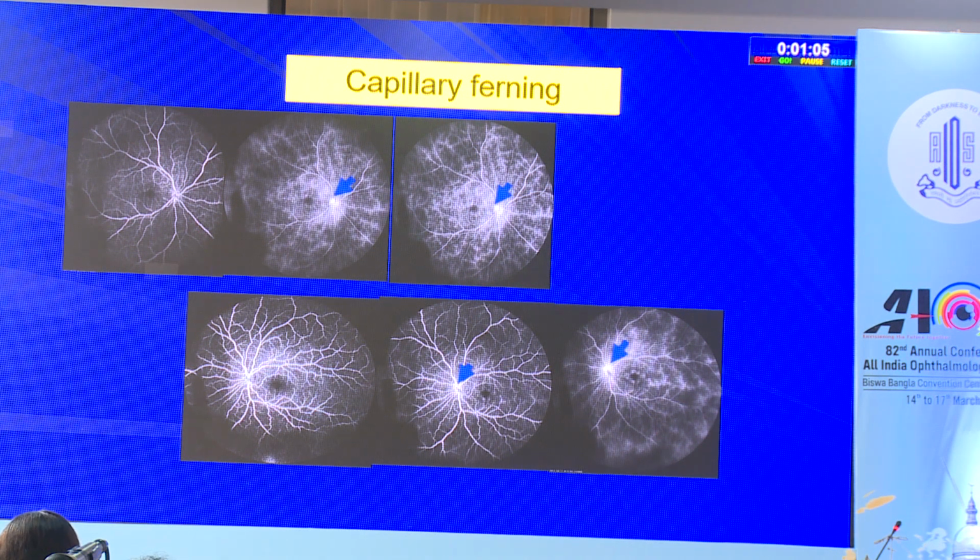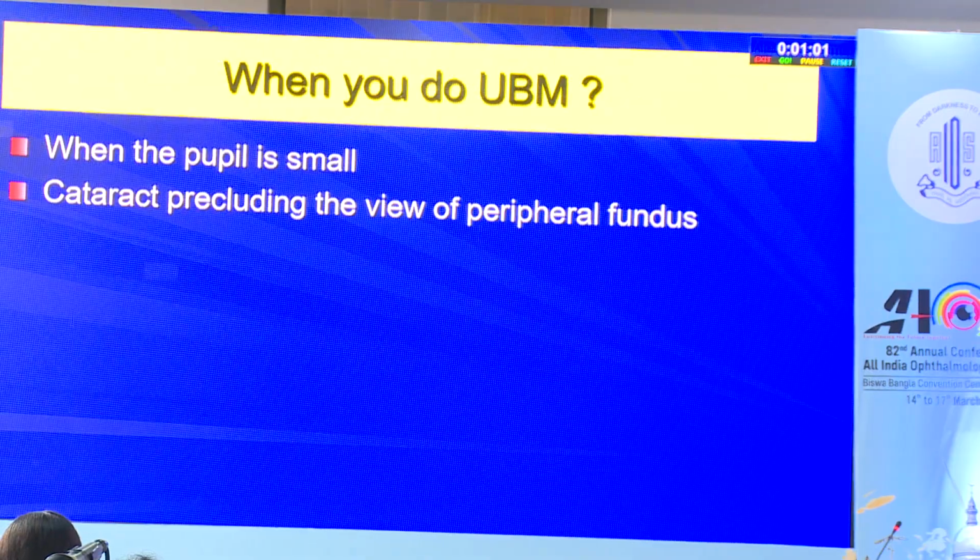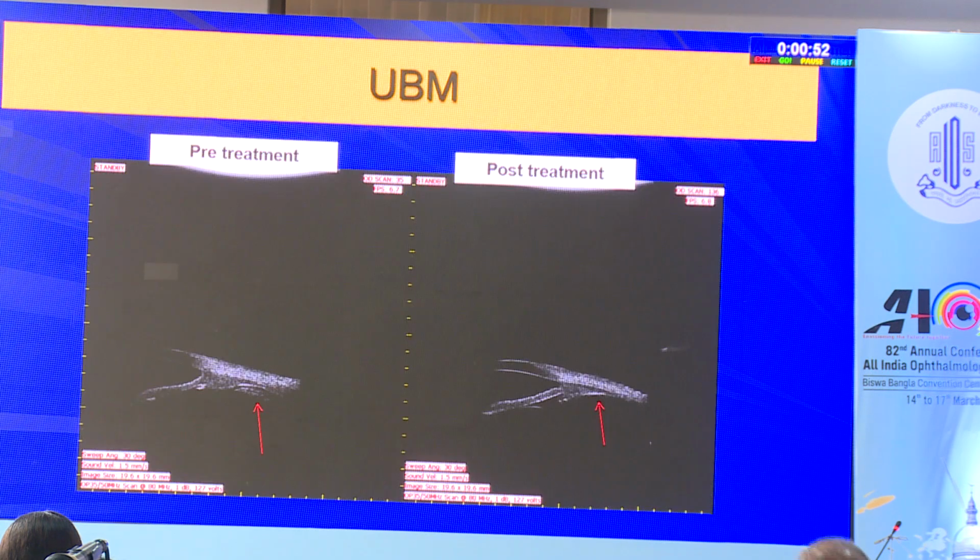In addition, there was a hot disc suggestive of inflammation. And this patient was treated with immunosuppressive agents. When you do UBM in intermediate uveitis, when the pupil is small, cataract precluding the view of the peripheral fundus, you can see the exudates over the pars plana showing by the arrow, and with the treatment it disappears.